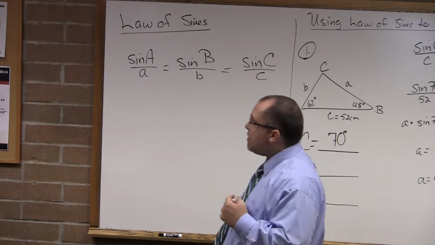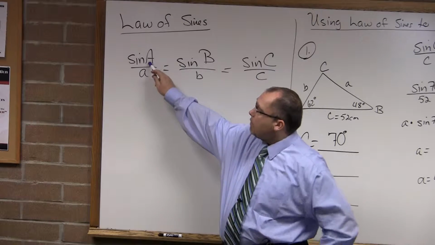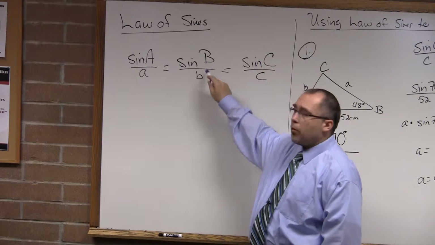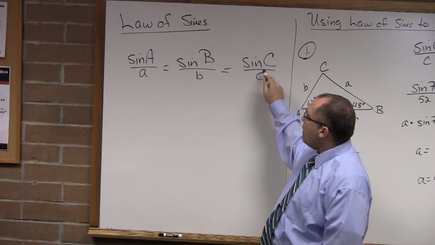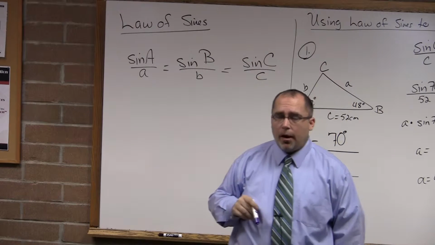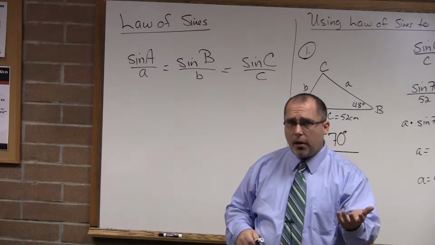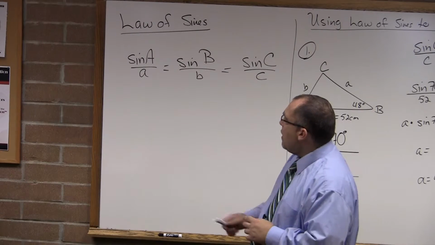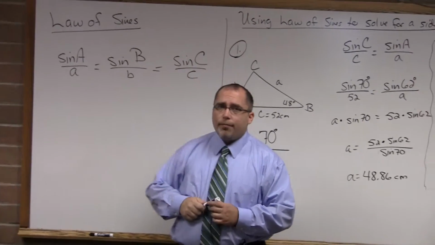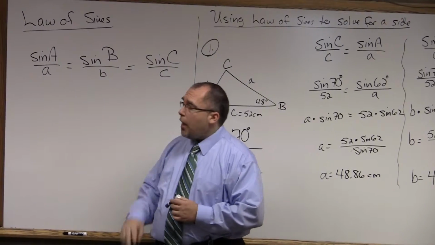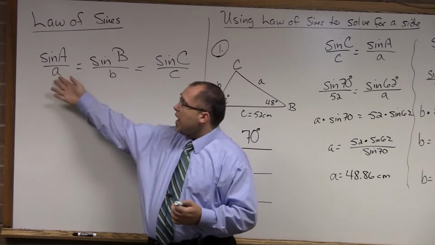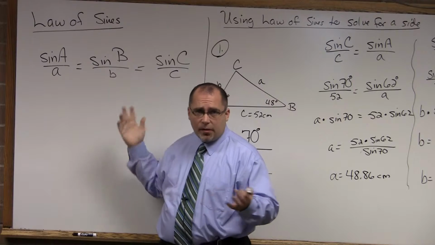Now the law of sines, as we see it, is the sine of angle A over side A equals the sine of angle B over side B equals the sine of angle C over side C. Notice that's a given triangle ABC, where the uppercase A, B, and C are the angles, and lowercase are the sides. Now you're never going to use all three of these at the same time. You're only going to use two at a time, and it could be in any order. It could be the A's and B's, B's and C's, A's and C's, doesn't matter.